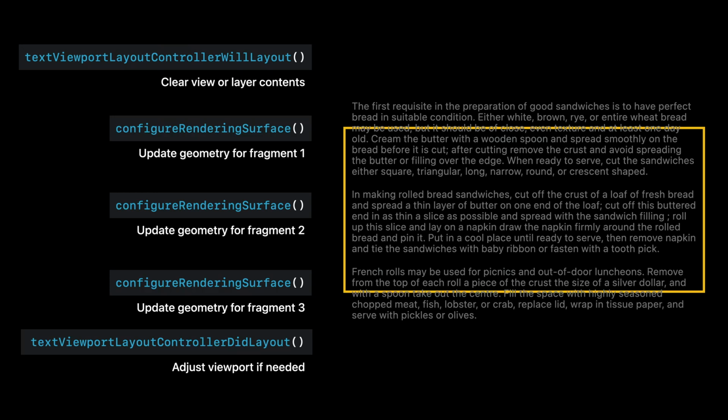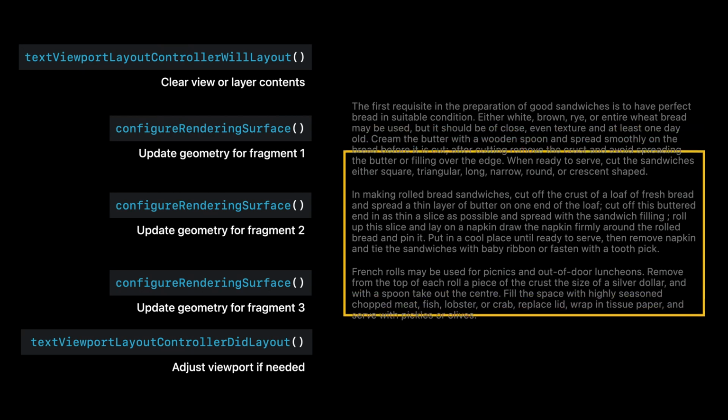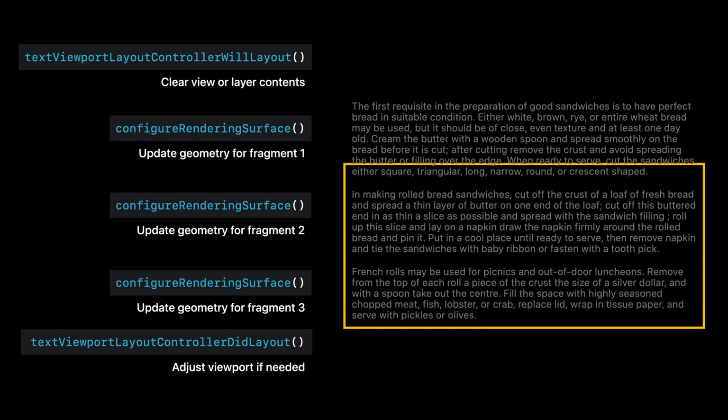Finally, the viewport layout controller calls the didLayout method after it's finished laying out all of the layout fragments visible in the viewport. And here's where you perform any needed updates after viewport layout is finished, like if you wanted to adjust the viewport to make the last element fully visible on the screen. And that sums it up for performance. Now I'll hand it off to Chris to show you how to use TextKit 2 in practice.